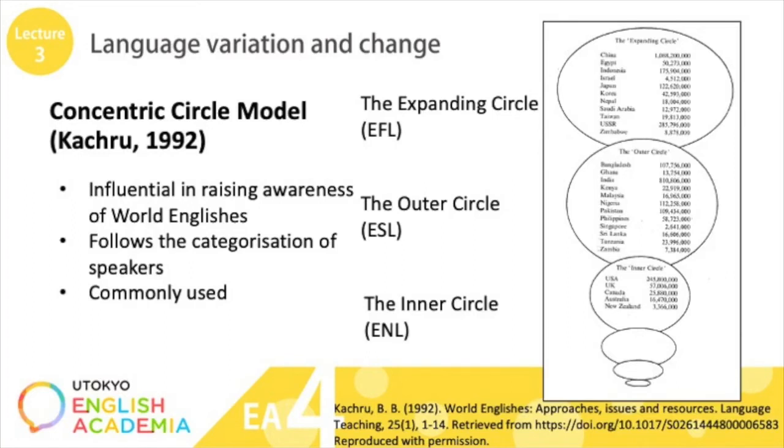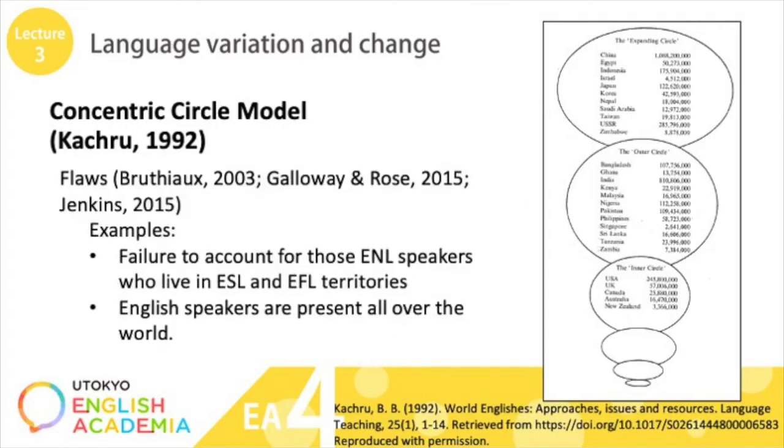This model has been very influential in raising awareness of the existence of different Englishes, and the terms are commonly used today. Despite its usefulness, it is important, however, to note that the model is flawed in a number of aspects. For example, it fails to account for those native English speakers, inner circle speakers, living in ESL or EFL territories. With increased international mobility, English speakers can be found all over the world.